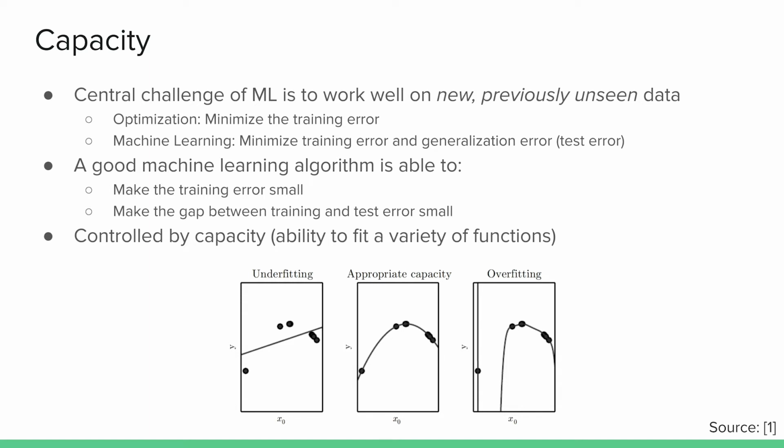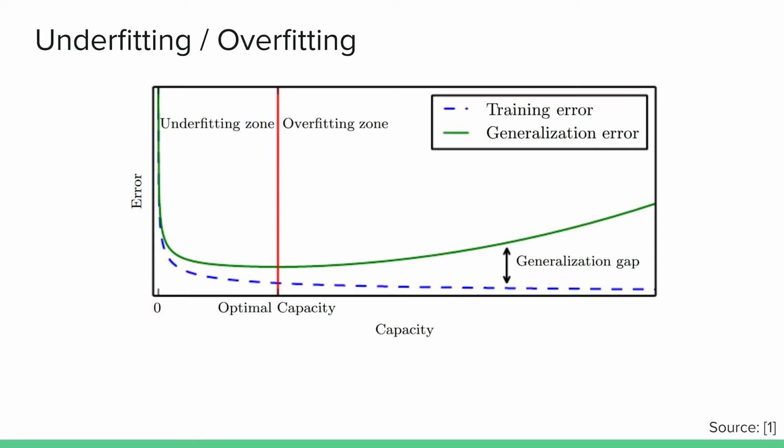So it will overfit on the training set and then perform poorly on the test set. Somewhere in between, there is our appropriate capacity that we're actually striving for and that we would like to have. And how do we know now that we're doing the right thing? Well, we can actually plot our training error and our test error on a graph.